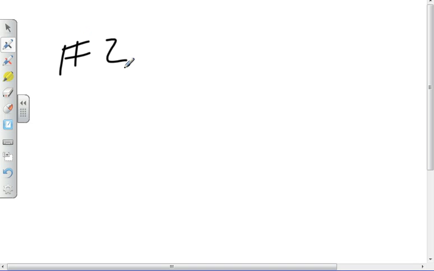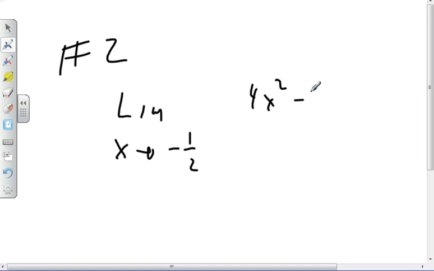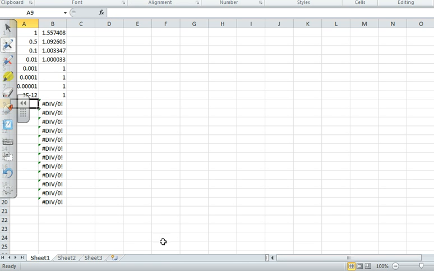Okay, well, I got a calculator. So the limit as x goes to minus 1/2 of 4x squared minus 1 divided by 2x minus 1. It looks like I'm dividing by 0, but I may not be. We're supposed to do it by using a calculator, so that's what we'll do. I'm going to use this calculator.